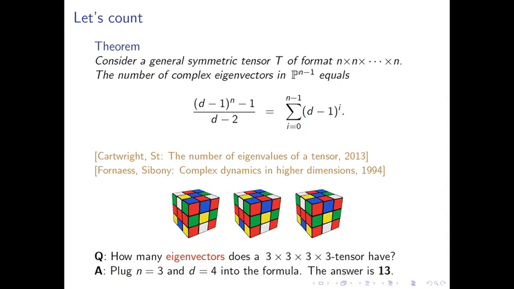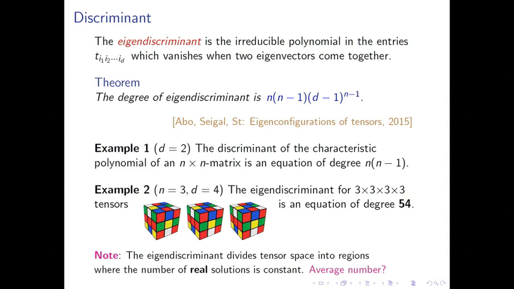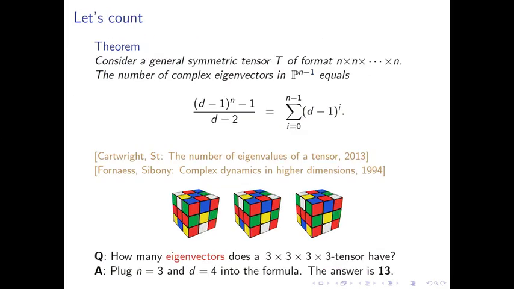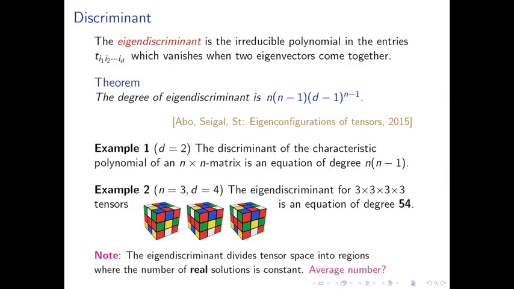Now, of course, this count is for generic tensors. Just like for matrices, there are special matrices where eigenvectors come together and you get eigenspaces and so on. The same will happen for tensors. So let's talk a little bit about this degenerate situation. There's a very, very big polynomial called the eigendiscriminant in the entries of the tensor, which vanishes when two of these eigenpoints come together. For a random tensor this is the count, but for special tensors, the discriminant will vanish when two of these solutions come together.